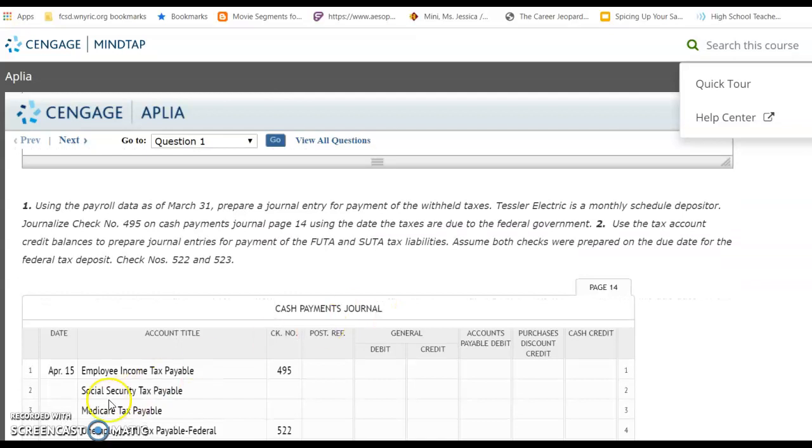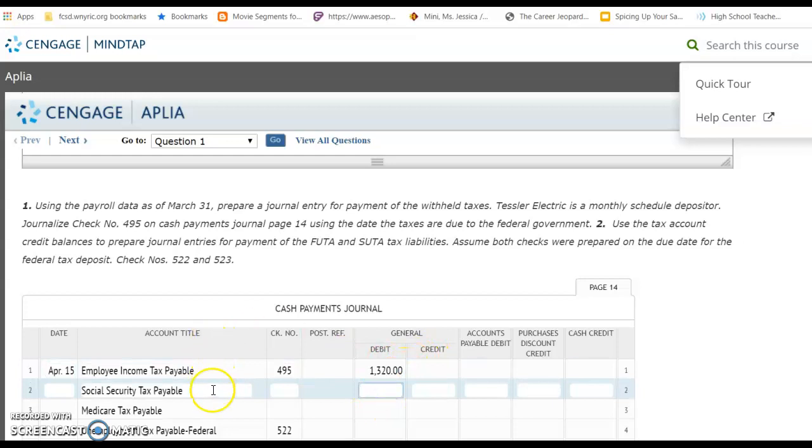So down below here is the first transaction for April 15th. I filled in the amounts, or sorry, the words, the account titles, so you don't have to watch me type. But here they are. So employee income tax payable, the check number given is 495 right here in the instructions, and these are all going to go in the general debit. So the amount given for the federal or employee income tax payable was $1320.